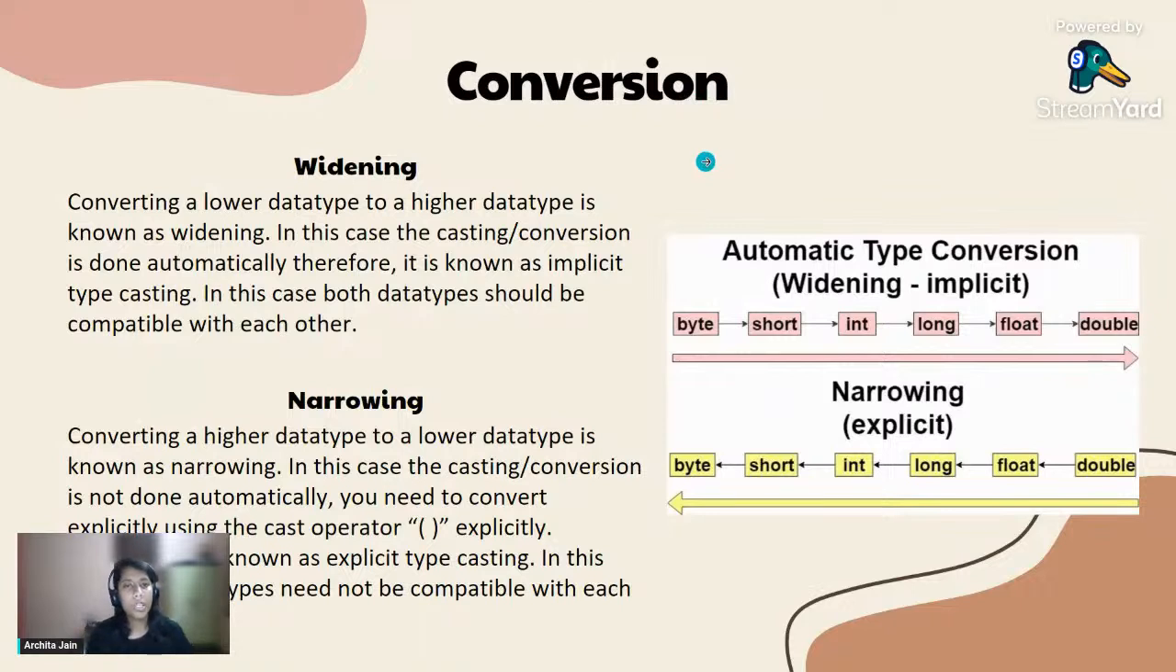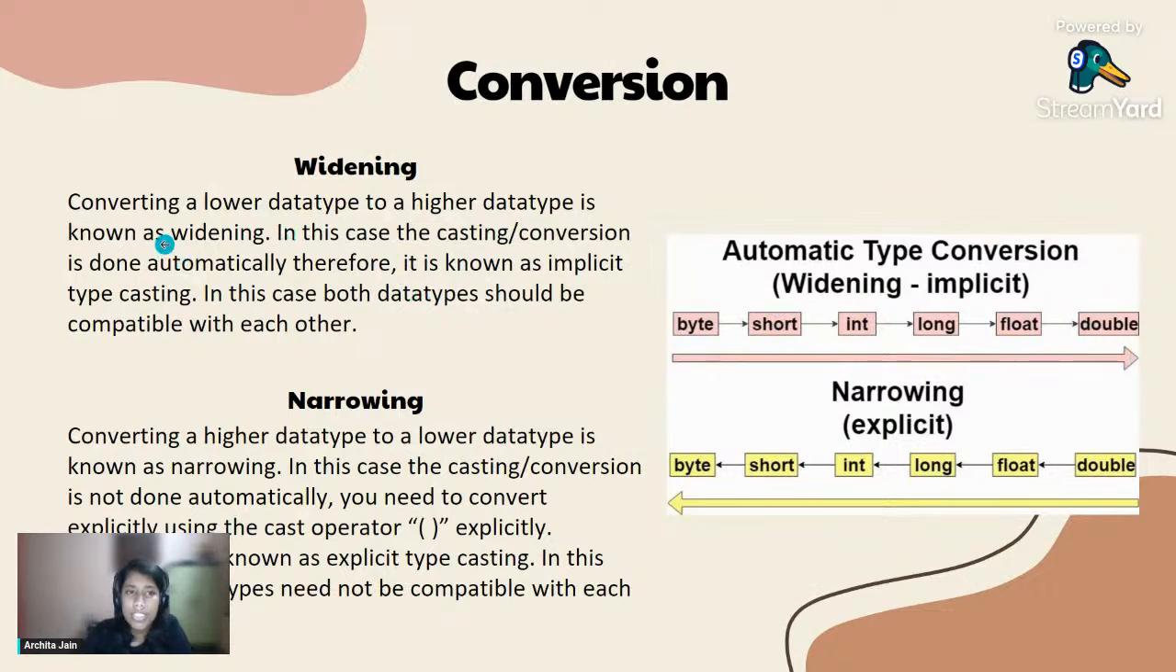Conversion. When you want to convert one data type to another, we have two methods: first is widening, and second is narrowing. Widening, as the term suggests, is going from a smaller data type to a larger data type. As you can see in this figure, we are going from byte to larger types, and at the end there is double.